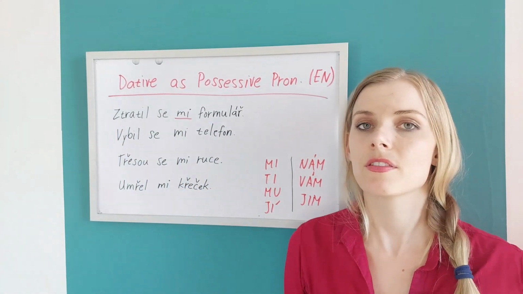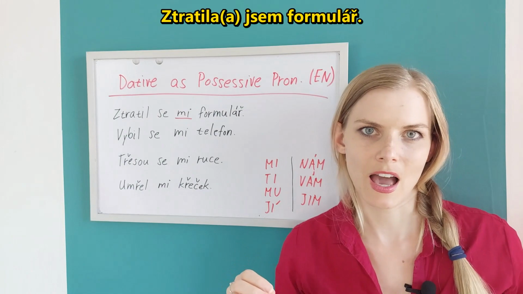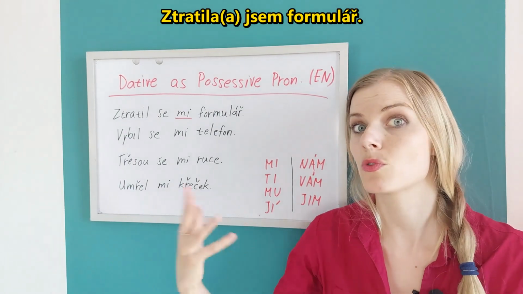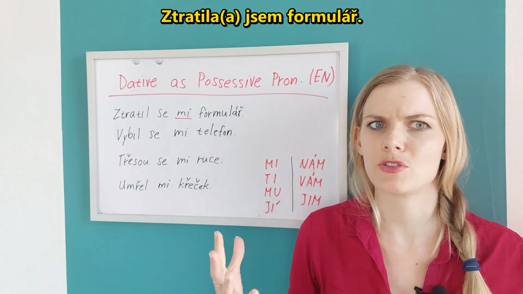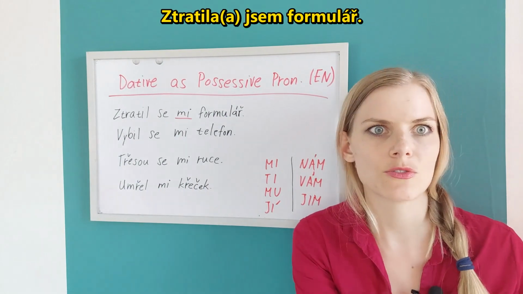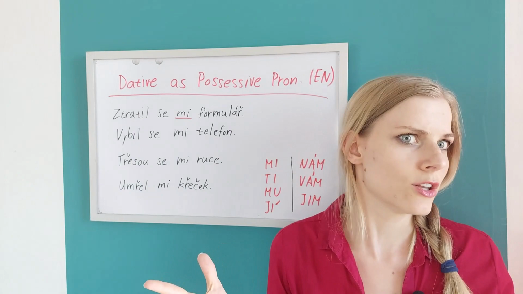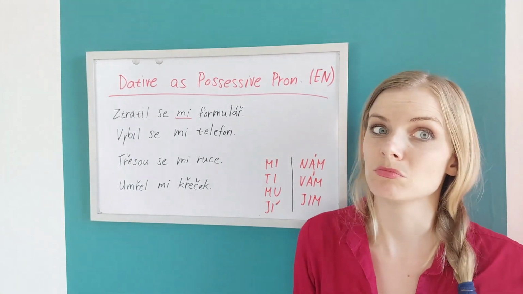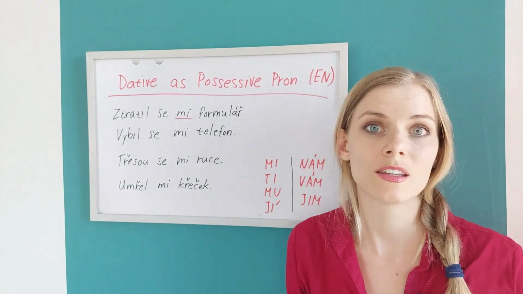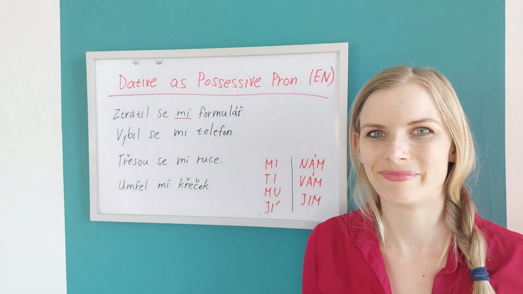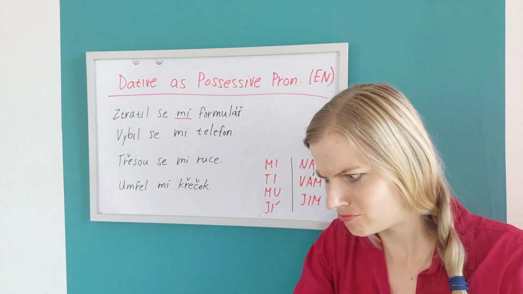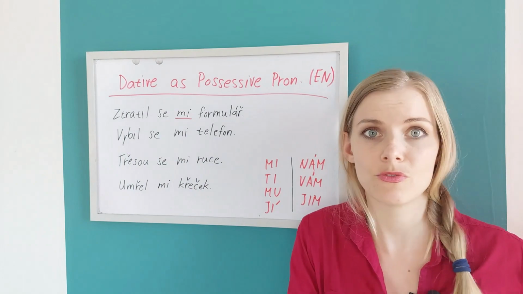It's a little bit different than saying ztratila jsem or ztratil jsem formulář, because that one is personal. You admit it. Yes, I lost the form. That's direct. Ztratil se mi formulář. Yes, I lost it, but maybe it wasn't my fault. Maybe somebody misplaced it. The wind took it away. Who knows? Ztratil se mi formulář. I happened to have lost the form.